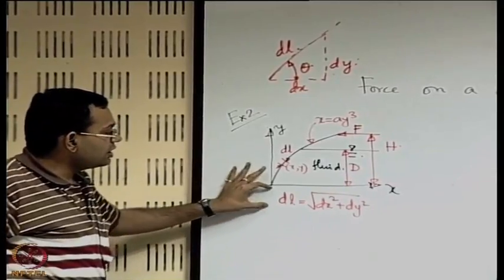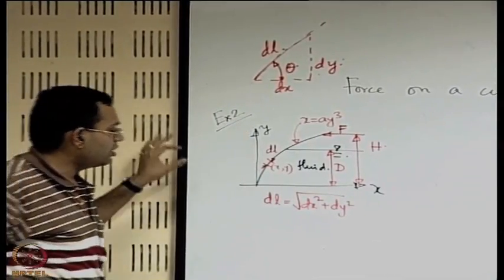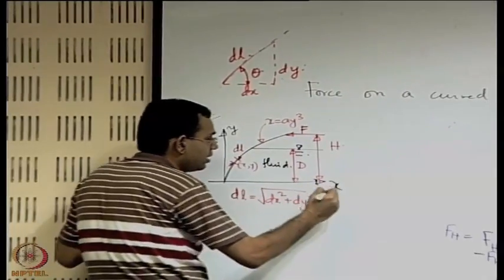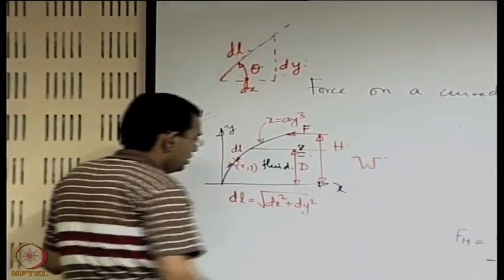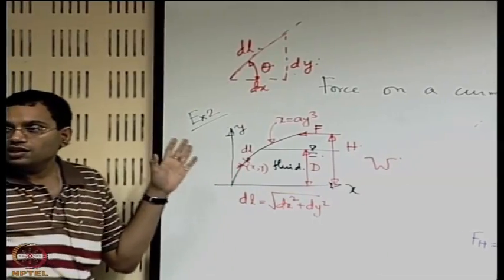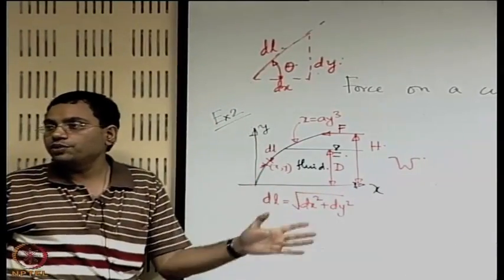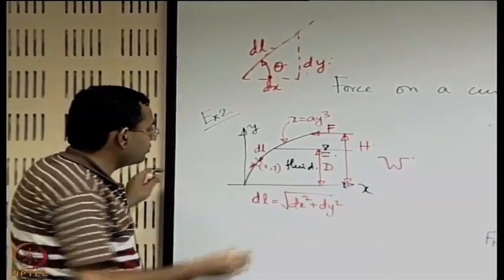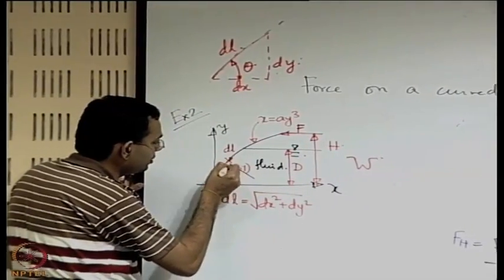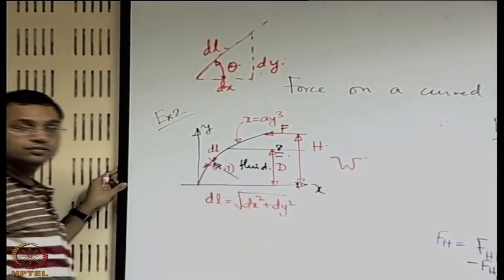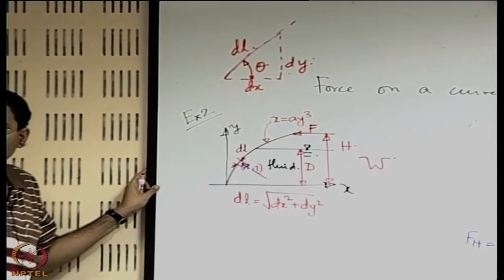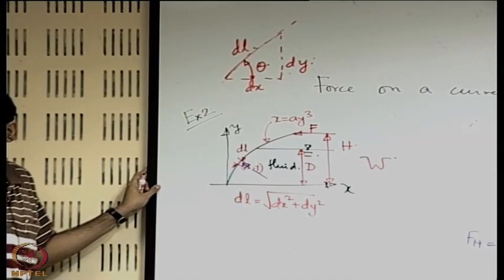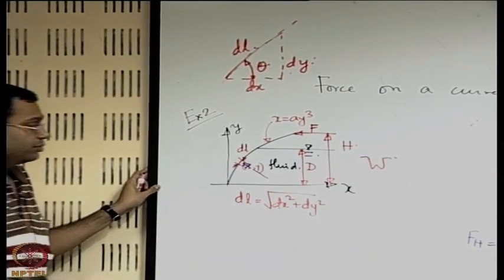So we know what is dl. If you know the width of the gate, say w is the width of the gate, then w into dl is the area on which the fluid pressure is acting. So what will be the direction of action of the fluid pressure? It is acting in this way, normal to the surface. So that will have two components, one is the horizontal component, another is the vertical component.